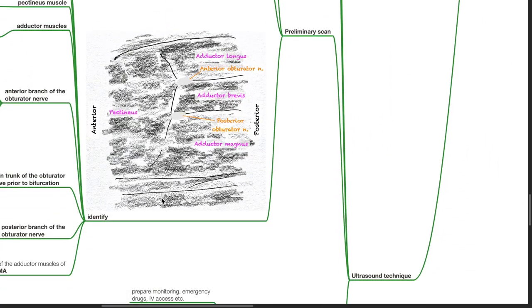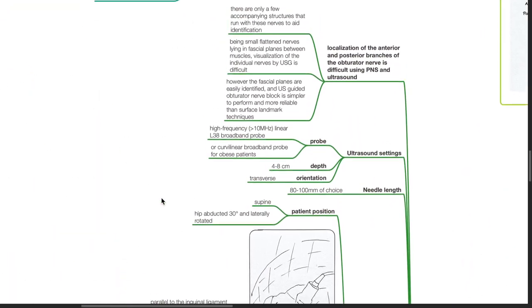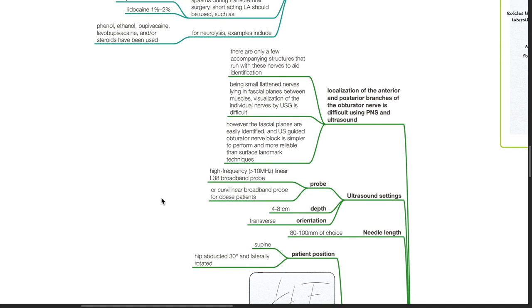Ultrasound technique. Localization of the anterior and posterior branches of the obturator nerve is difficult using peripheral nerve stimulation and ultrasound. This is because there are only a few accompanying structures that run with these nerves to aid identification. Being small, flattened nerves lying in fascial planes between muscles, visualization of the individual nerves by ultrasound is difficult. However, the fascial planes are easily identified, and ultrasound-guided obturator nerve block is simpler to perform and more reliable than surface landmark techniques.